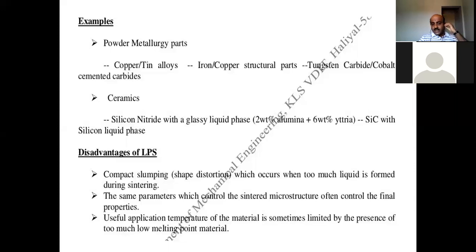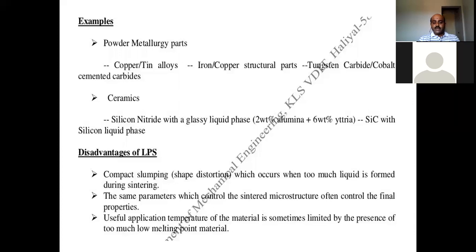Moving on to the disadvantages of liquid phase sintering. Compact slumping, which is shape distortion, occurs when too much liquid is formed during sintering. The shape may change and get distorted. That is one of the major disadvantages of liquid phase sintering.